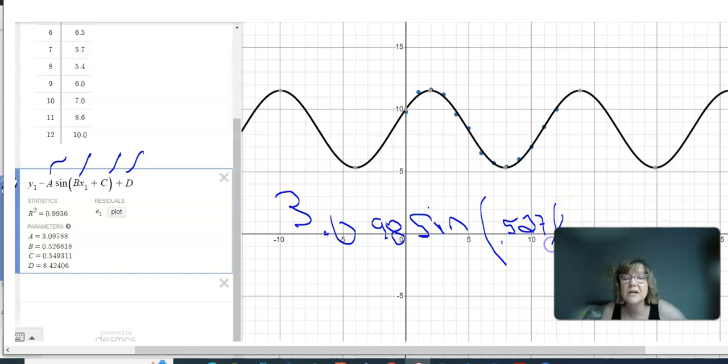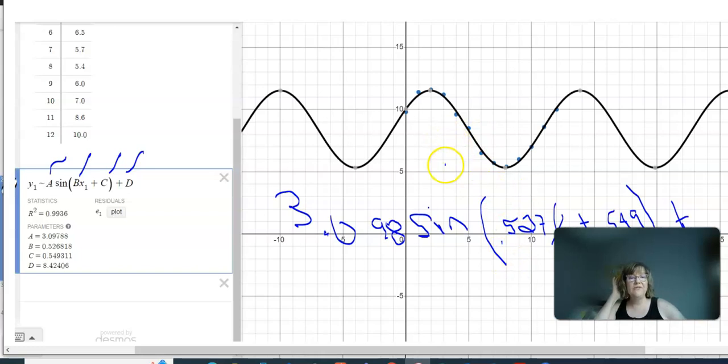Oopsie, it helps if I put an X. And then what? C is plus, so plus what do I have? 5.493. So 5.49 maybe, end of parentheses, because we didn't factor out the X on this one. And then plus the D, so plus, and I'm running out of space, 8.424.